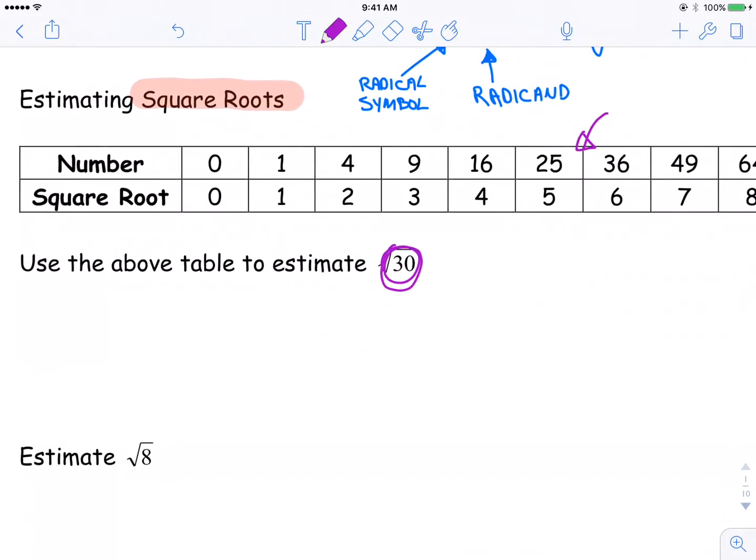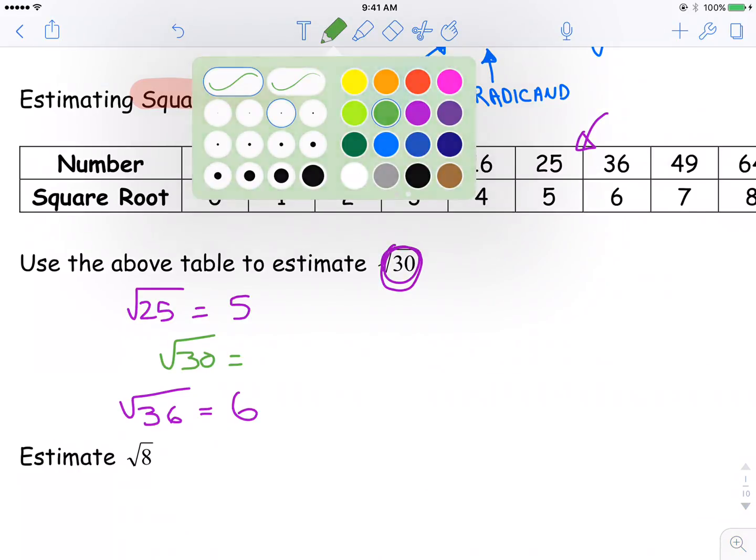So I could say, well, I know what the square root of 25 is. Square root of 25 is 5. And I know what the square root of 36 is. Well, that's 6. The square root of 30 is going to fall somewhere in between there. Square root of 30 is going to be somewhere between 5 and 6. Well, 30 is pretty much right in the middle between 25 and 36. So I could approximate. I could say, well, you know what?